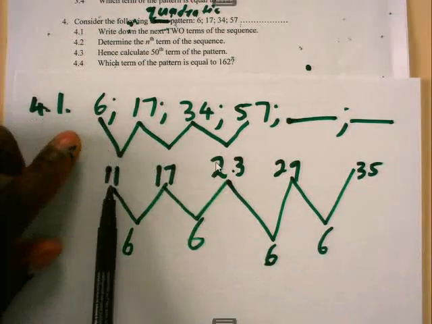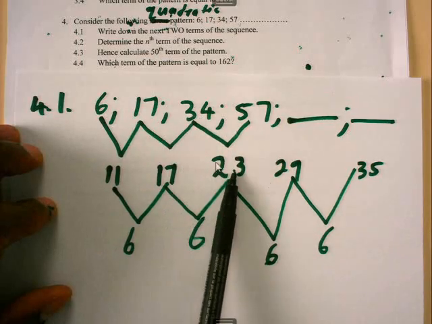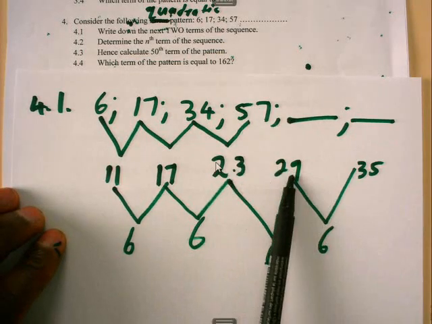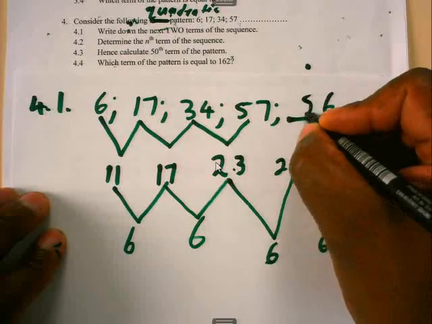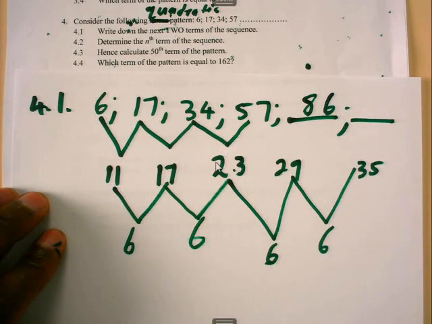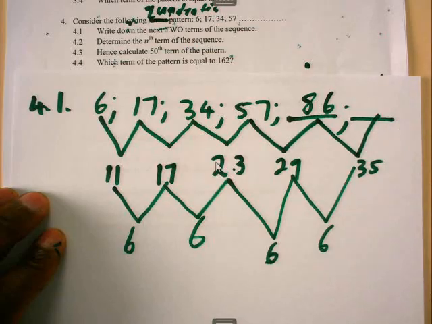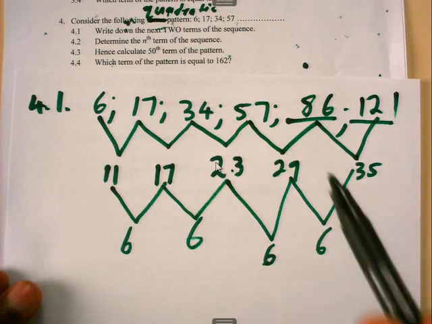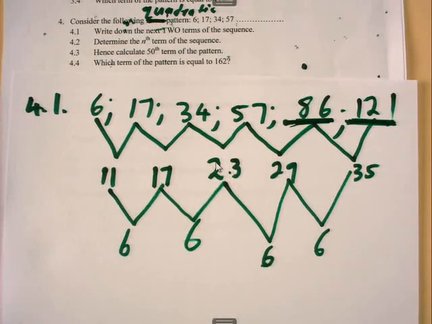Check. 6 plus 11, 17. 17 plus 17, 34. 34 plus 23 will give you 57. Now we say 57 plus 29. Let's add them together. 9 and 7 will give you 16. 6, carry 1. 5 plus 2, 7, plus that one is 8. So the next term will be 86. To determine the last term, to 86 you add 35. 6 and 5 will give you 11, 1 carry 1, 8 plus 3, 11, plus the other one is 121. So the next 2 terms will then be 86 and 121. Those are the next 2 terms of that quadratic number pattern.